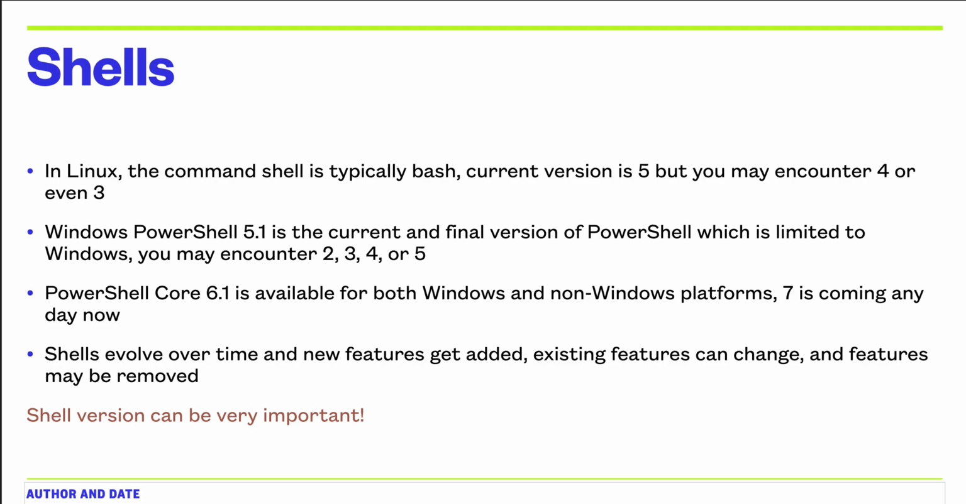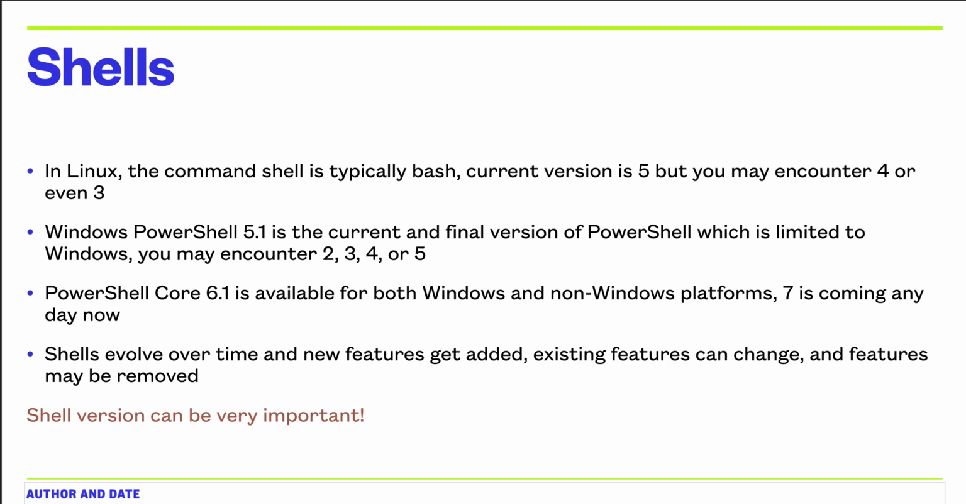PowerShell 5.1 is a Windows-only version of PowerShell, as was version 2, 3, and 4. You may encounter the older versions, 2, 3, 4, or 5.0. Any reasonably modern recent installation of Windows 10 is going to have PowerShell 5.1.